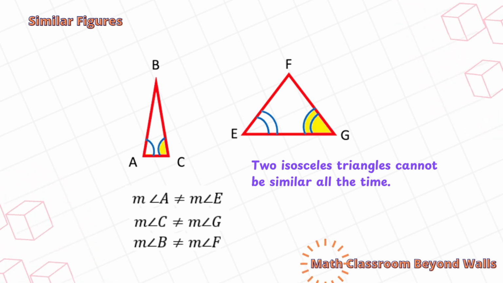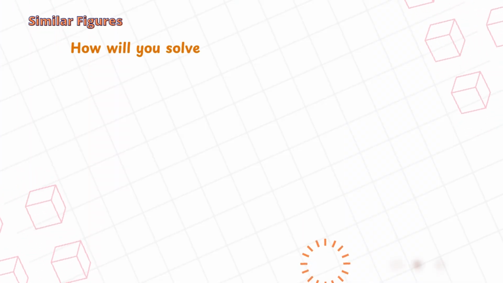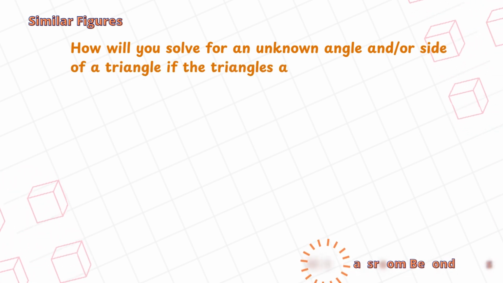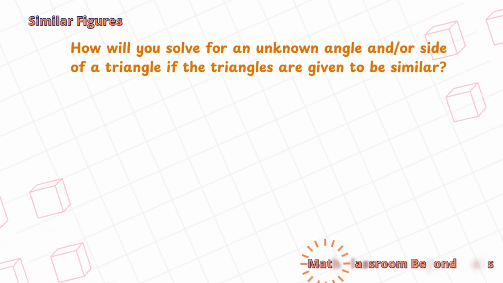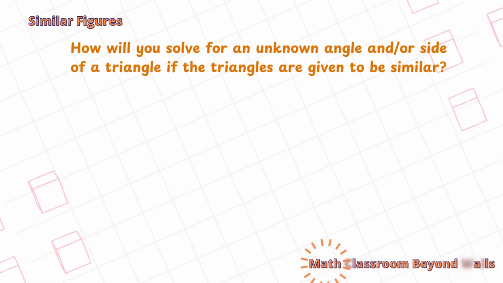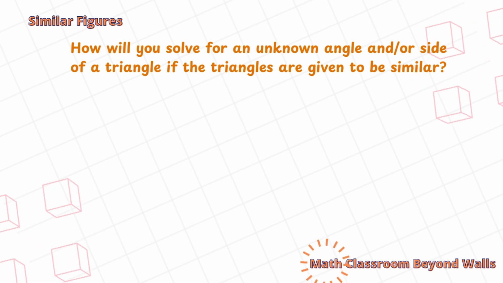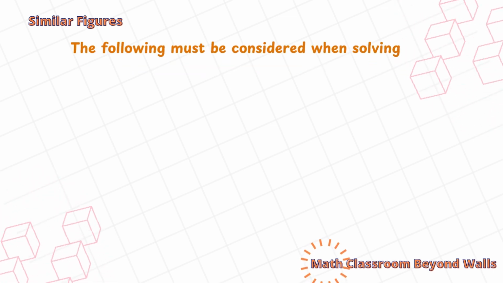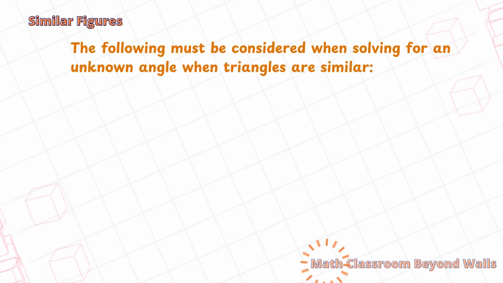Now that you have learned how to test if two triangles are similar, how will you solve for an unknown angle or side of a triangle if the triangles are given to be similar? We first solve for the unknown angle. The following must be considered when solving for the angle.